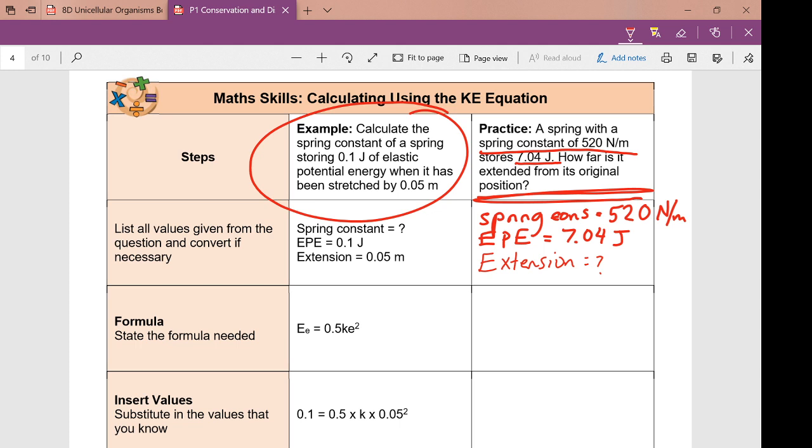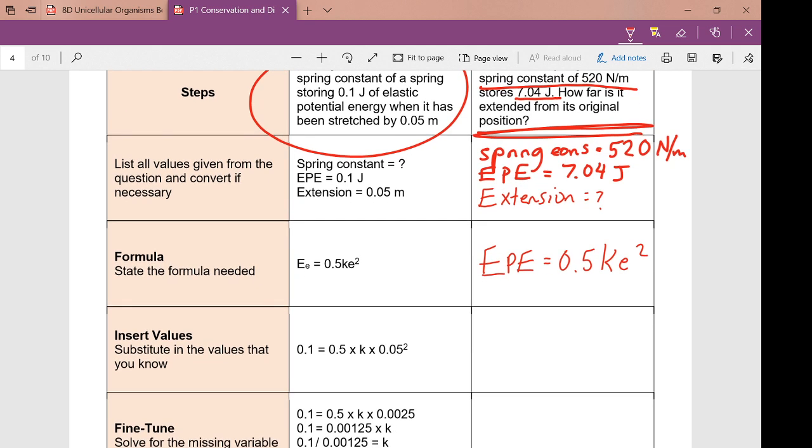Write out the formula. Then substitute in from left to right. So EPE, checking my list, I do have a value for EPE, 7.04. Then 0.5, do I have a value for K, my spring constant? Yes, I do. My spring constant is 520. My extension is a question mark, so I'm going to leave it as just my letter.